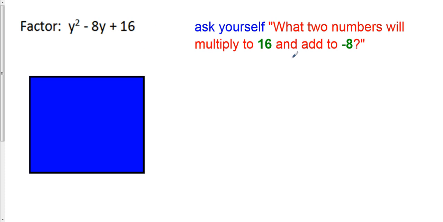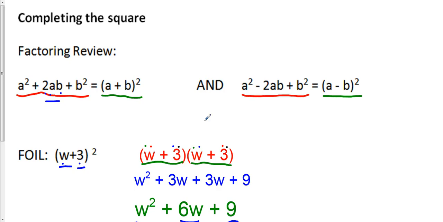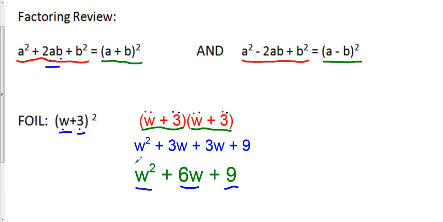So now we're going to look at doing things in reverse. We're going to be factoring out some pieces. So when we're factoring a trinomial like this, we're saying over here we had w squared plus 6w plus 9. So we wanted to know which two numbers would multiply to this 9, and if we added them together would give us this 6. And that was 3 and 3. 3 times 3 is 9, 3 plus 3 is 6.